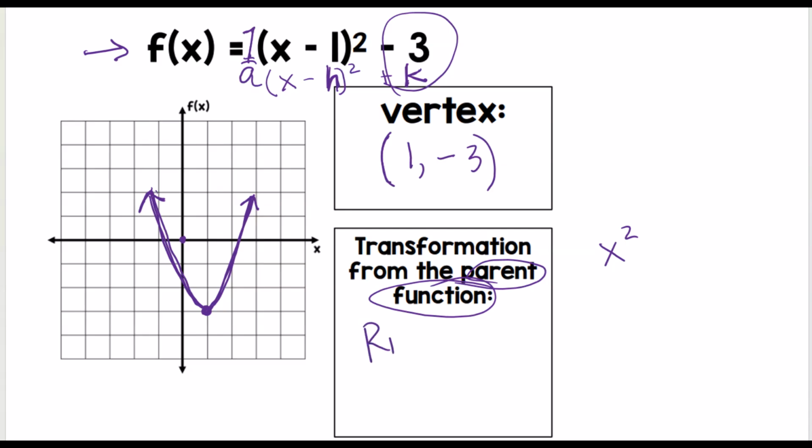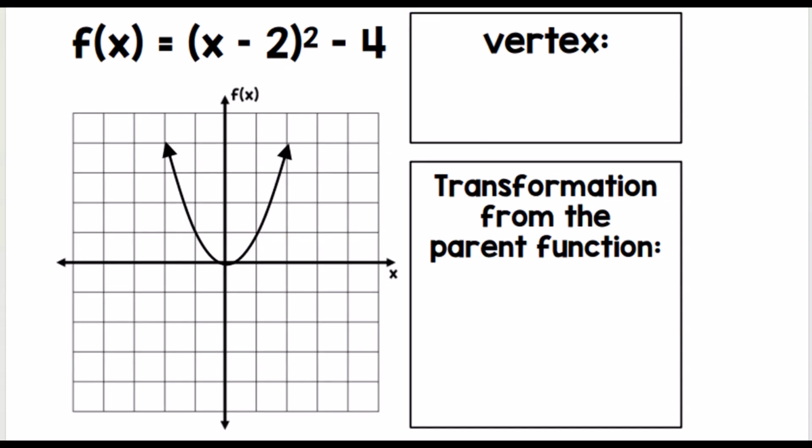Right 1, down 3. So it's been shifted right 1 unit, down 3. So that's what we're going to write. It's just right 1, and then it went down 3. Okay, so that's just the first example.